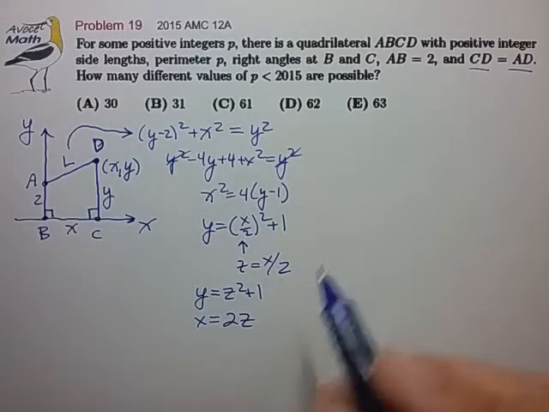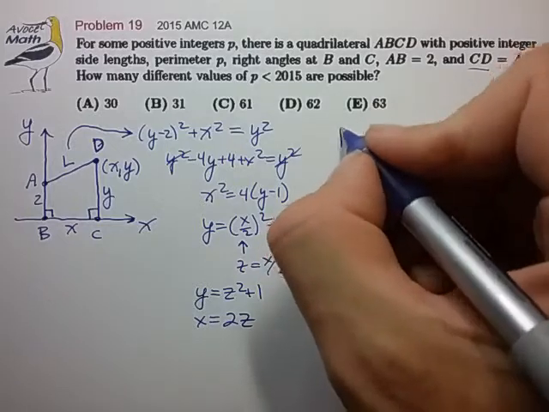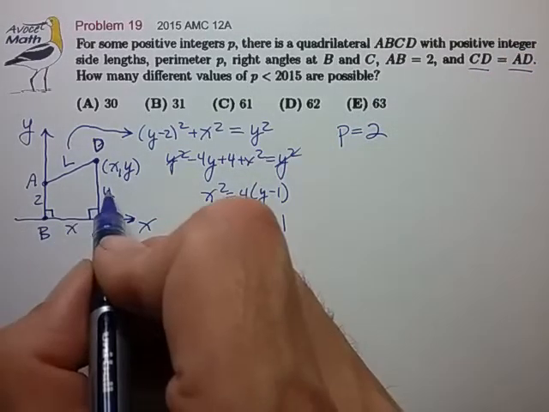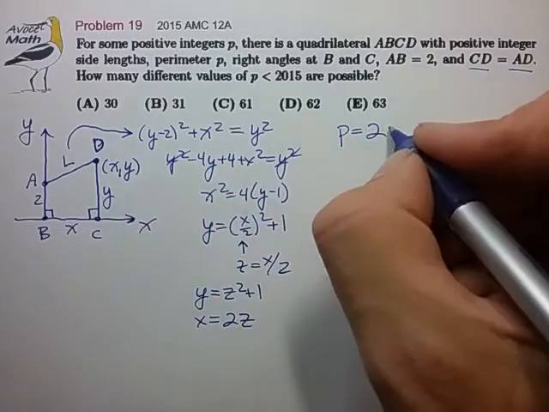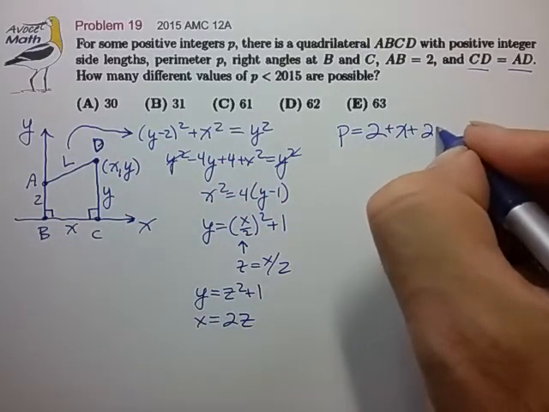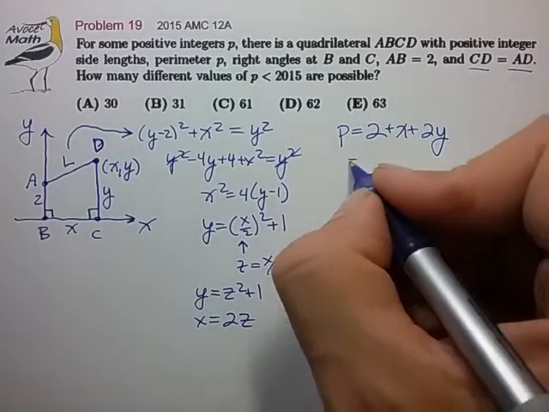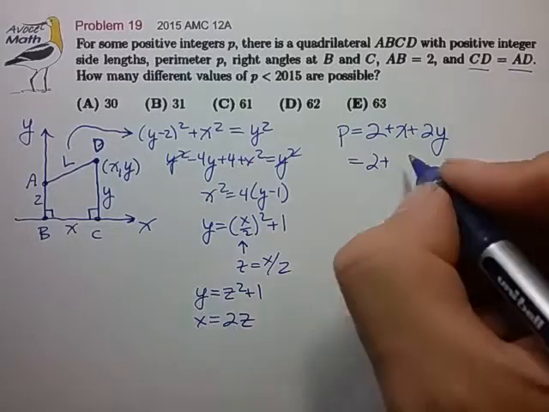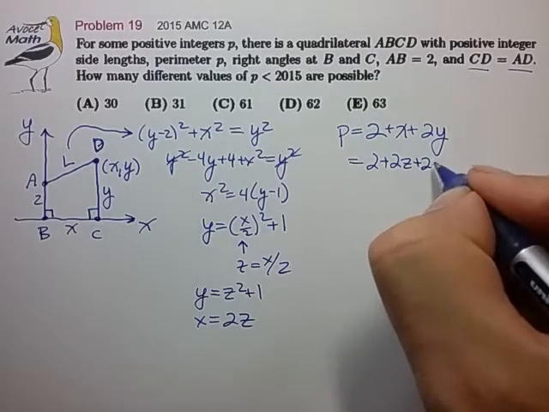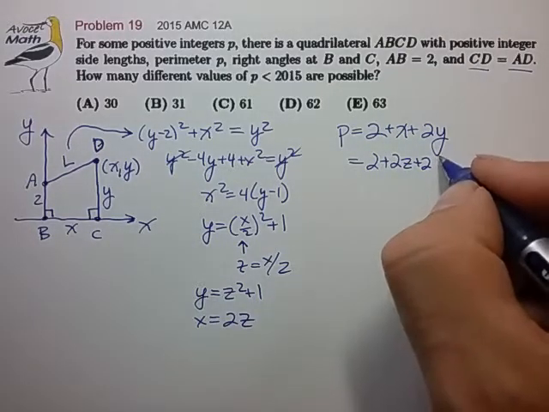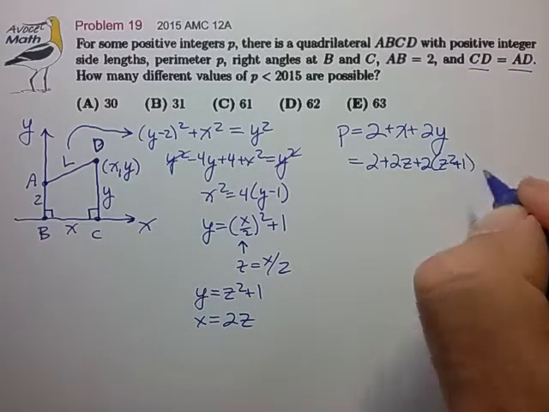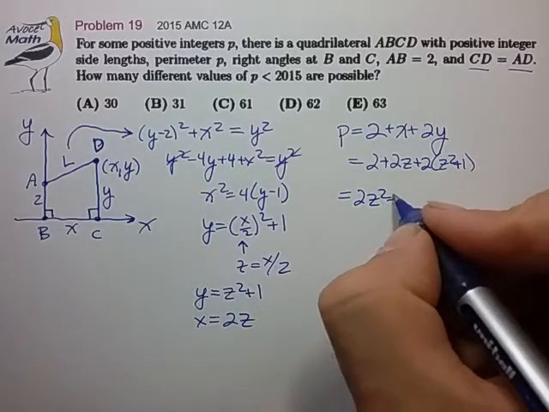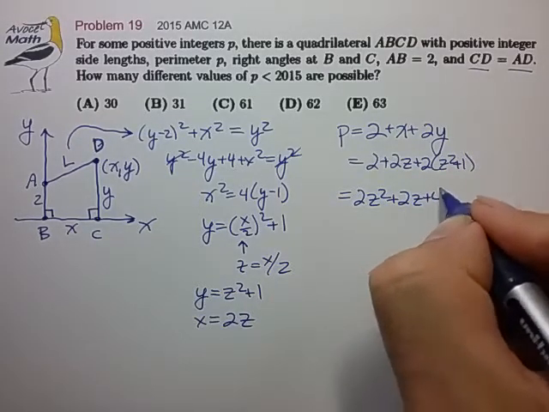So now let's try to apply the perimeter condition. We want the perimeter, which we know to equal 2 plus x plus y plus L, which we know is equal to y. And let's see what that is in terms of our new variable z. So that's 2 plus x, which is 2z, plus 2 times (z squared plus 1). And let's reduce that a little bit: 2z squared plus 2z plus 4.